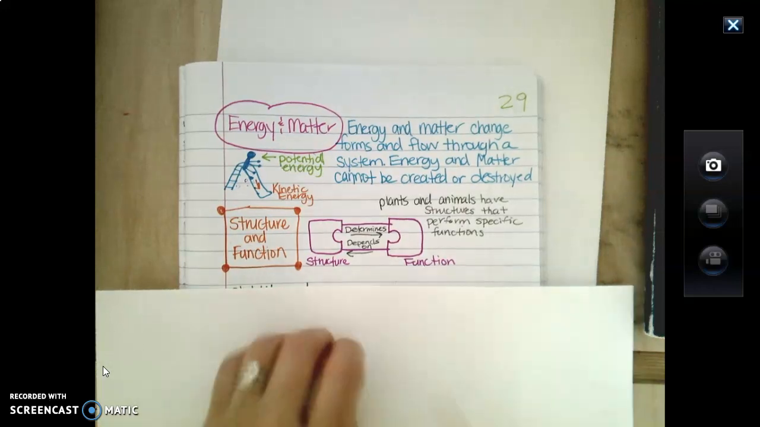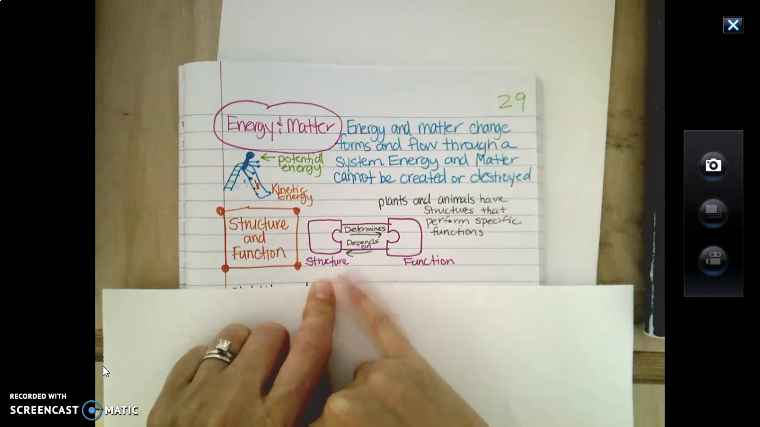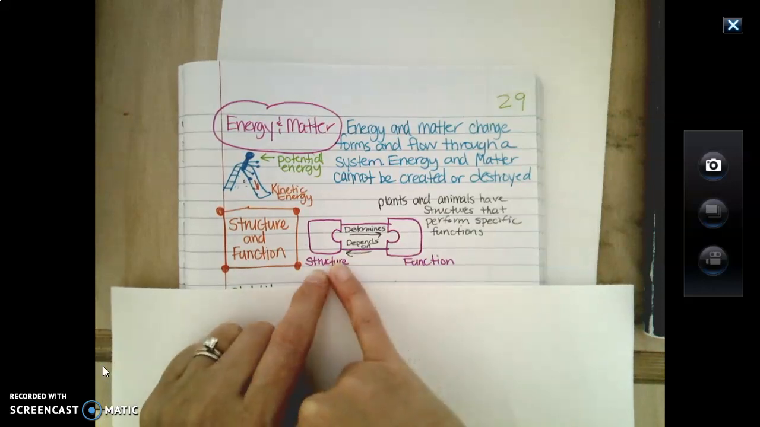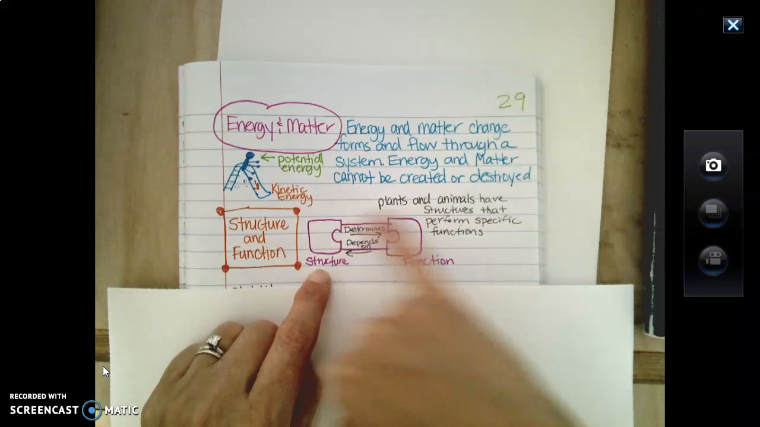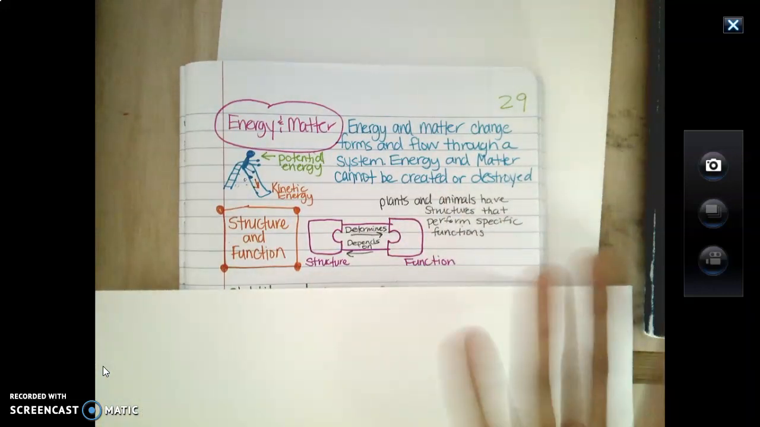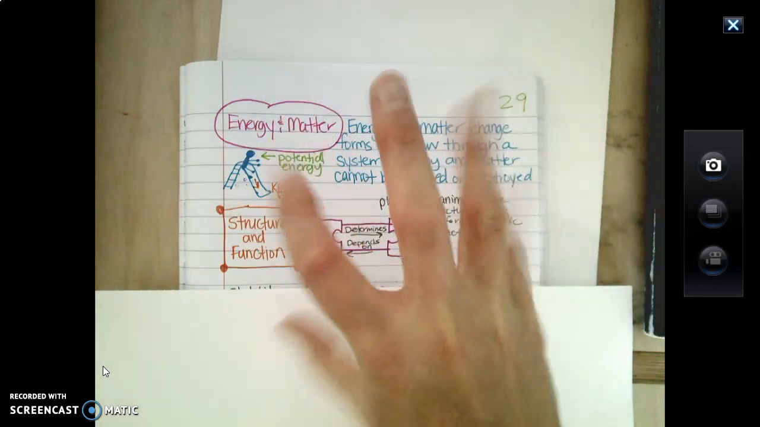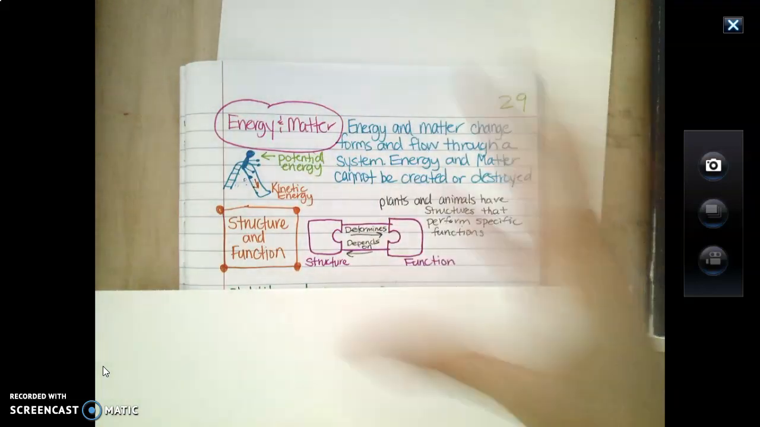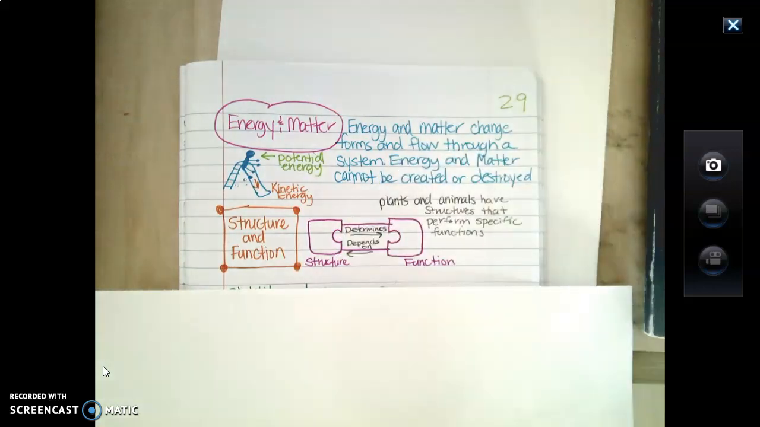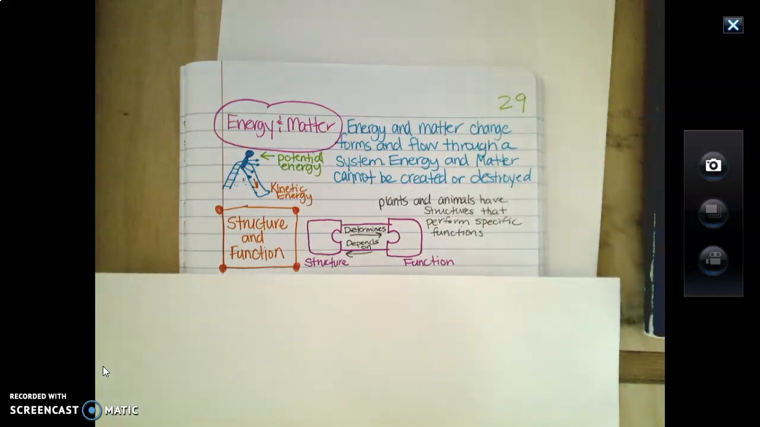So, with structure and function, okay, the structure of an organism depends on its function. Okay, so here's a good example. So my hand, okay, the way that my hand is structured allows me to grip things. It allows me to pick up things. It allows me to be able to do many things.